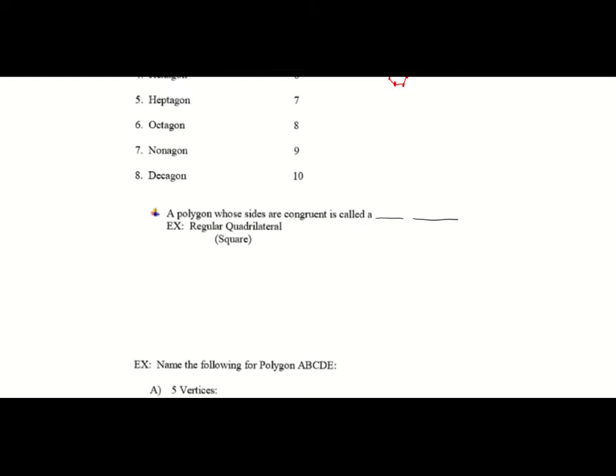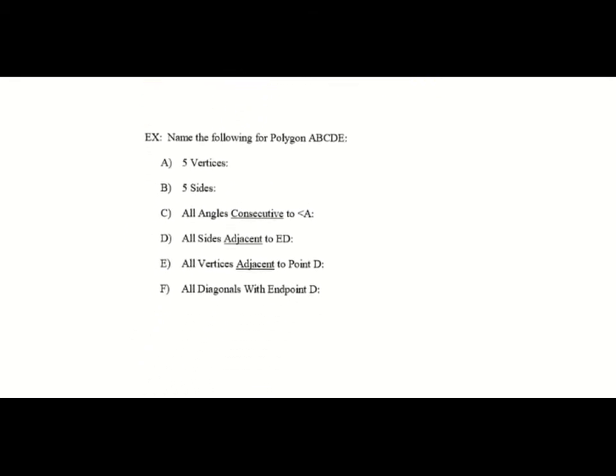So then the next example asks us to name the following for polygon ABCDE. This is our polygon on the right here, and it asks us to name the 5 vertices. We are going to name the 5 points on our polygon, which are A, B, C, D, and E. Then to name our 5 sides, we name the 5 segments that make up that polygon, which are AB, BC, CD, DE, and EA.